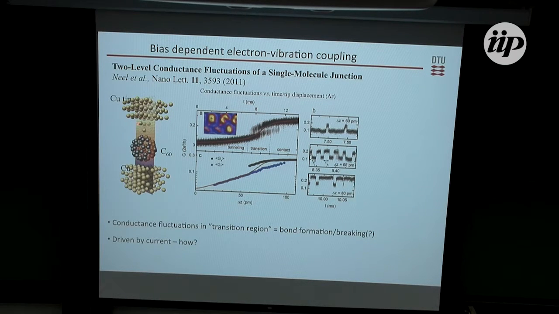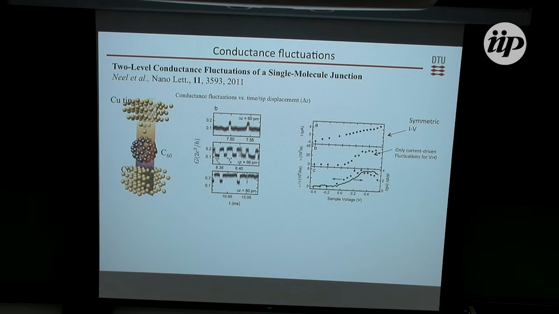They don't know, of course, what configuration they have, but this is what they assume. You have a tunnel configuration and a contact configuration, and it flips here, and this is what you see in time resolved. And then you can look at what this flipping rate is as a function of bias.